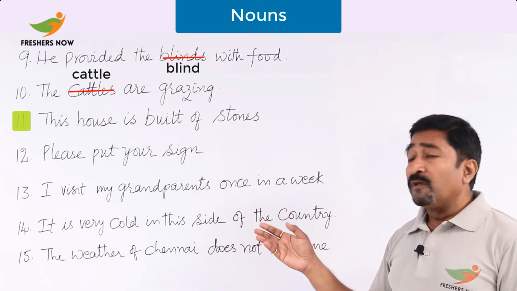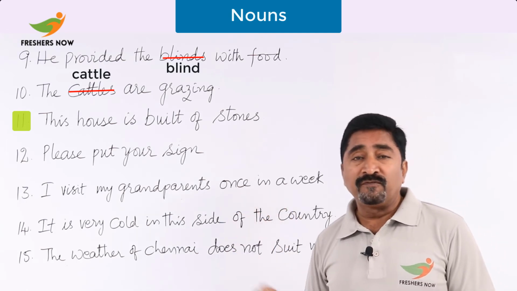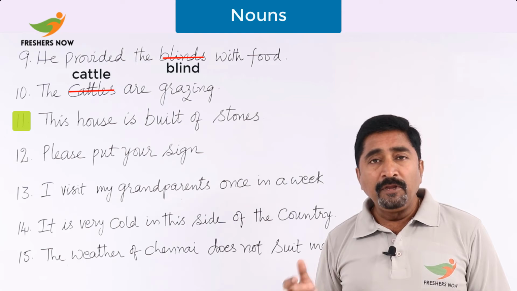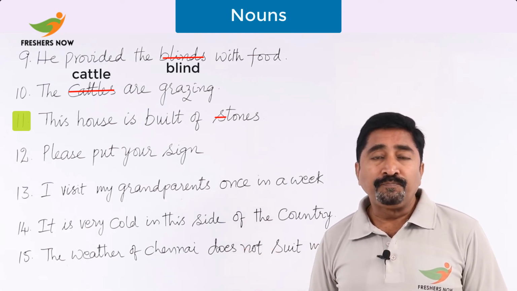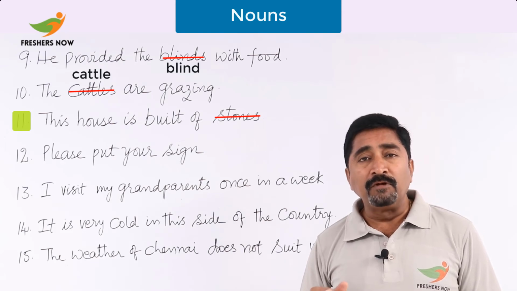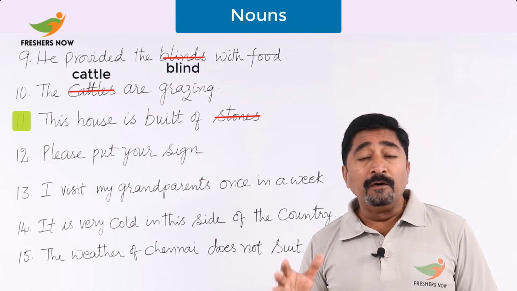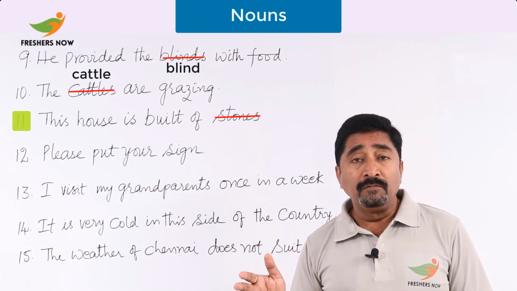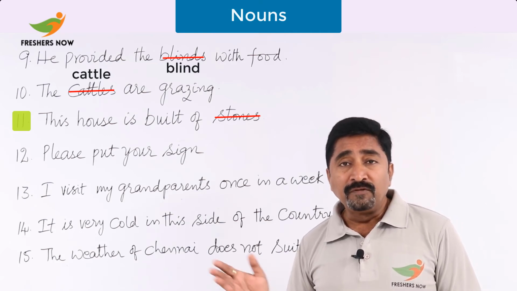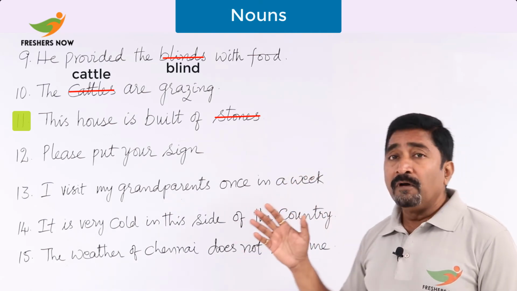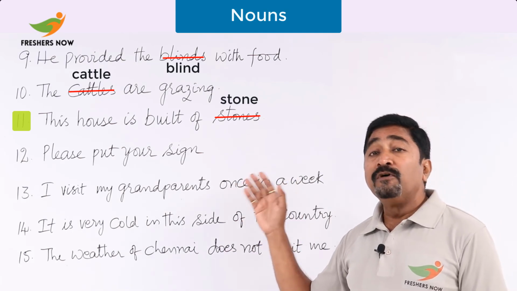The next one is, this house is built of stones. It is a very commonly mistaken word, using the noun stones. When you speak about a material like bricks or stone, you should never use it with a plural. You should say a stone, it's a marble. So, this house is built of stone.